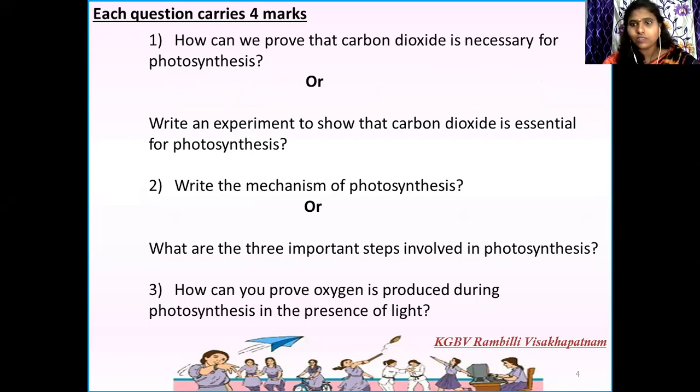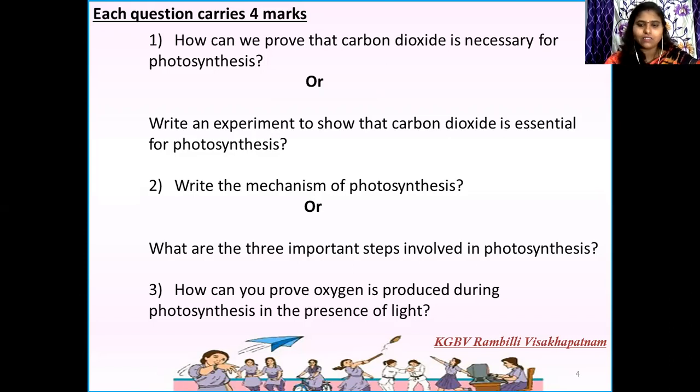Okay, and the next one is: write the mechanism of photosynthesis. What are the 3 important steps involved in photosynthesis? You know very well. First, chlorophyll gets sunlight and is activated; the second step is photolysis of water; and the third step is the formation of ATP and NADPH, the assimilatory powers. These then enter the dark phase, where glucose formation is done. So we can write these steps for this question.